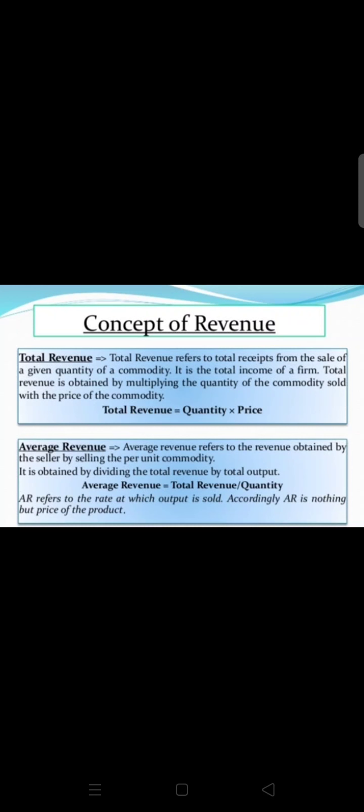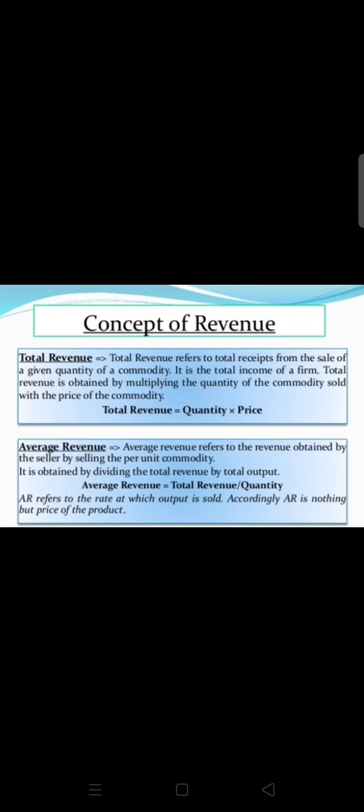First comes total revenue. So total revenue means what? Revenue which we receive in total, that is, all the produced output is sold, and the total amount received is total revenue. That means whatever we produced, you will sell it. After selling, whatever total amount you received is your total revenue.